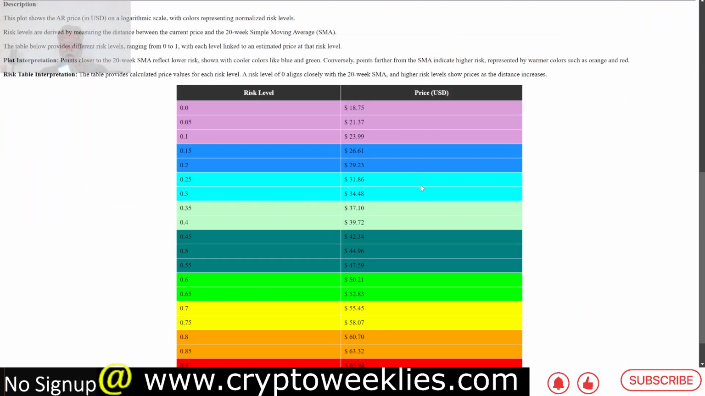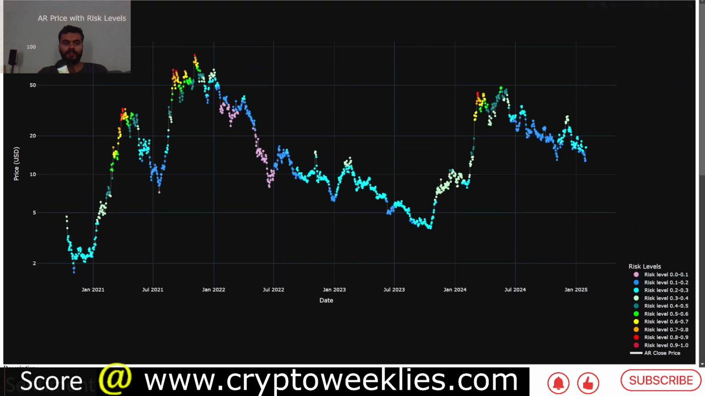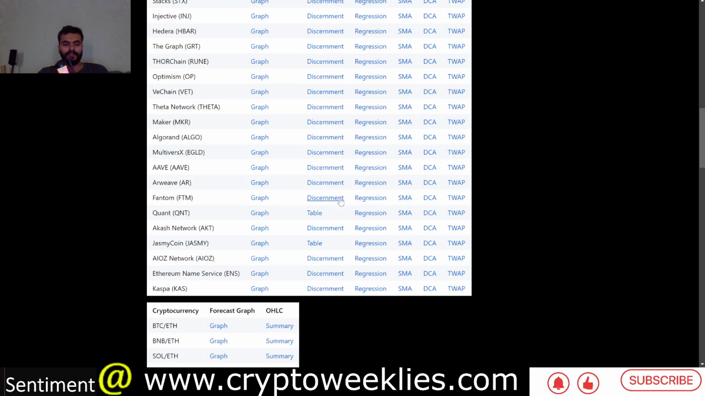Again, that's why we have multiple models, and we will have a composite case as a summary of all the models. This model has a moderate price target between $50, which is at 60% risk, to about $60. That's the moderate end of the target, and the higher end is between $63 and $71 based on this SMA model.